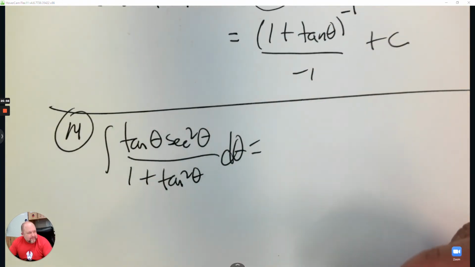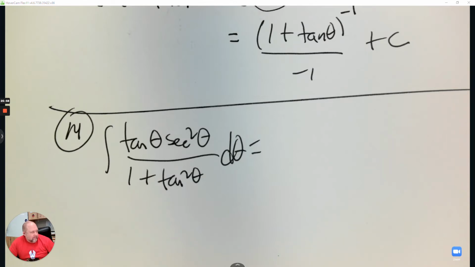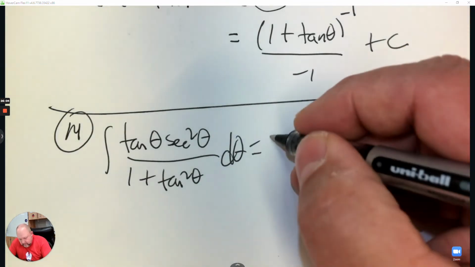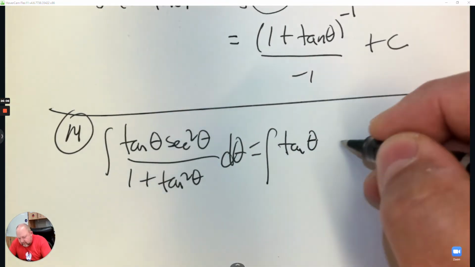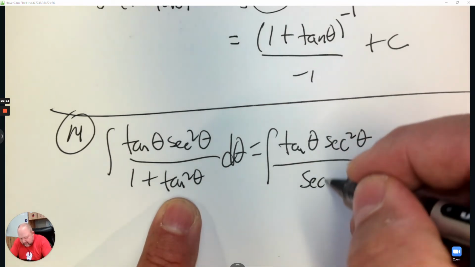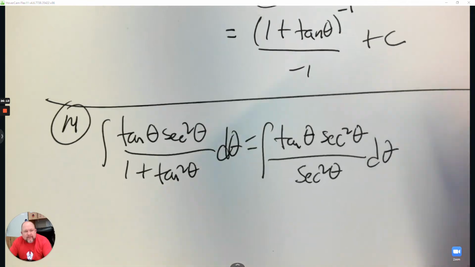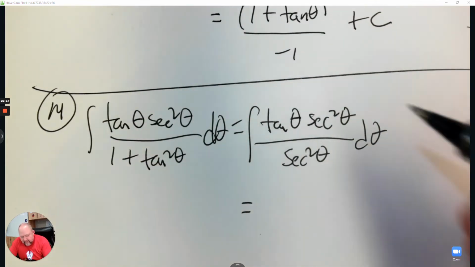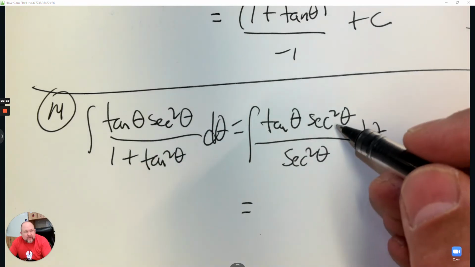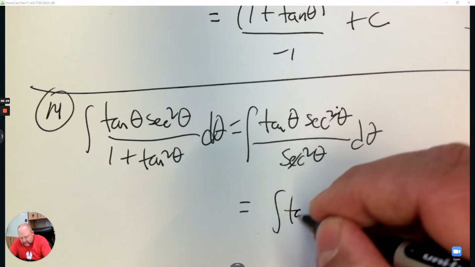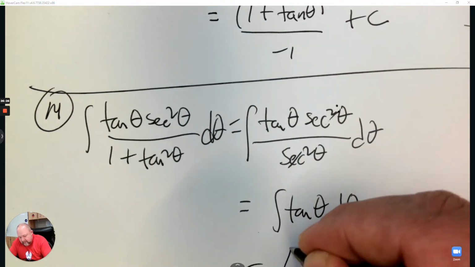Press pause and try. So I'm going to use that trig substitution, that identity substitution, that 1 plus tangent squared is secant squared. And then recognize that secant squared divided by secant squared leaves me just with tangent. And then this is a logarithm.